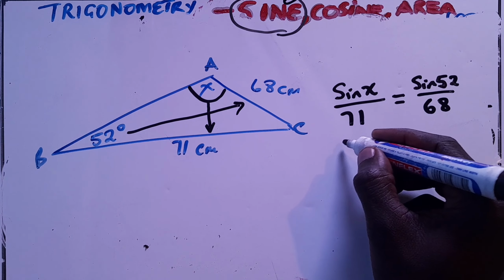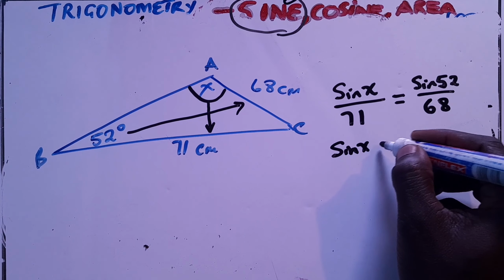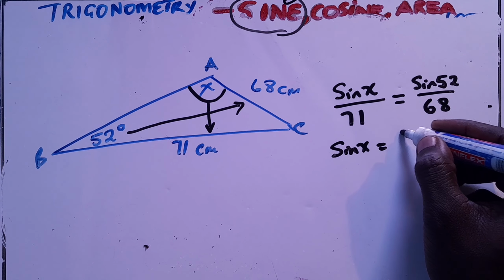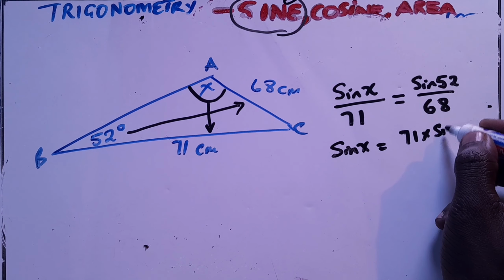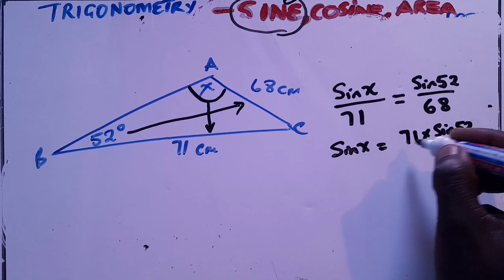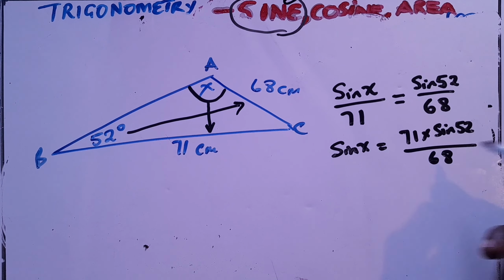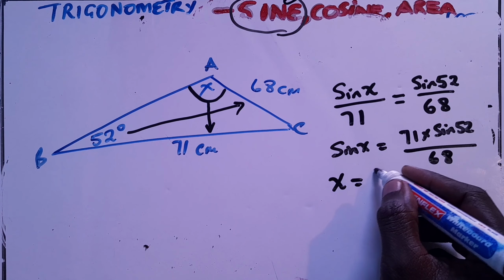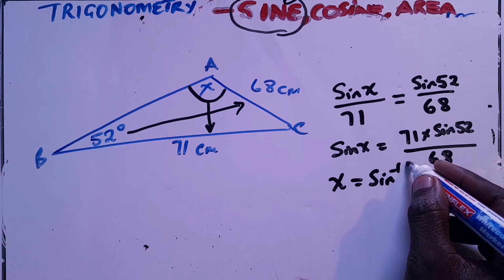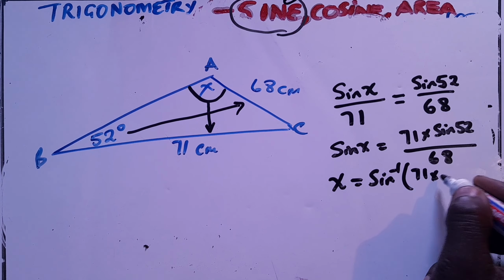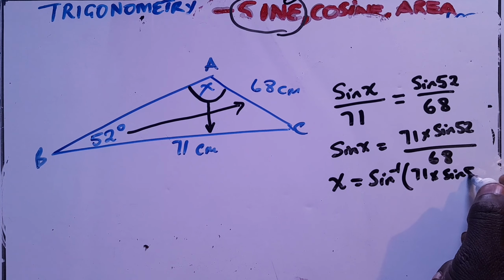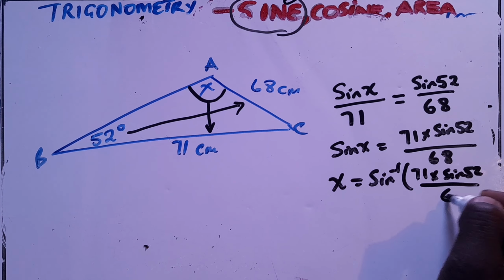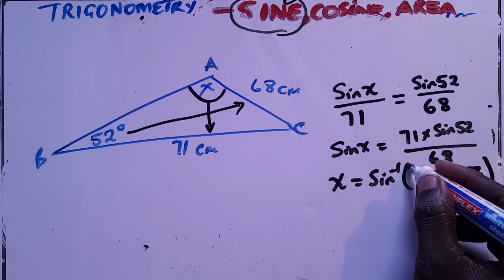So it means that our sine of x will be equal to 71 multiplied by sine of 52 all over 68, by what? By cross multiplication, right? And lastly, we can take the inverse sine of that side. So it means that our x now becomes the inverse sine of 71 multiplied by sine of 52 all over 68, right?